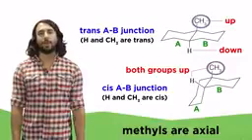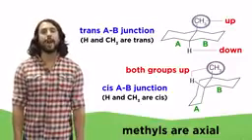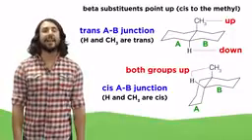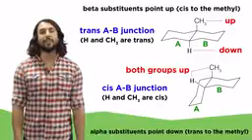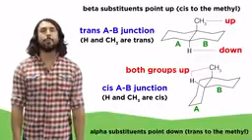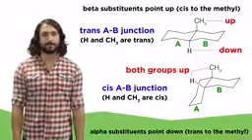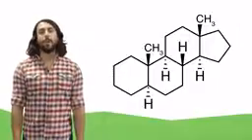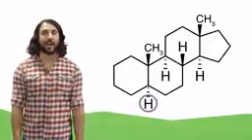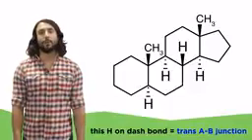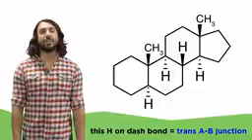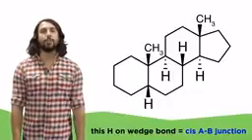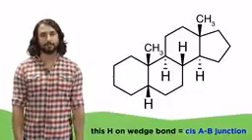Also notice that the methyls are in the axial position, pointing upwards, and we will commonly refer to the substituents on the same side as those methyls as beta substituents, whereas ones on the other side, trans to the methyls, will be alpha substituents. The orientation of the A ring will depend on the hydrogen at carbon 5. If that hydrogen is alpha or on the dash bond, you get the trans AB junction. If the hydrogen is beta or on the wedge bond, you get the cis AB junction.